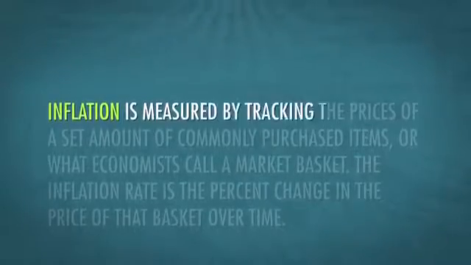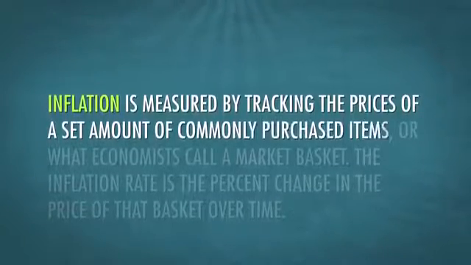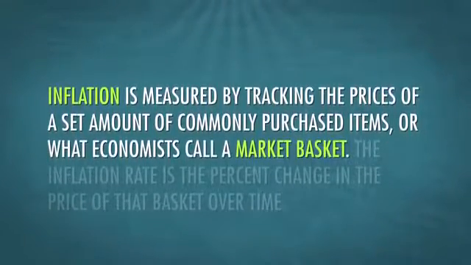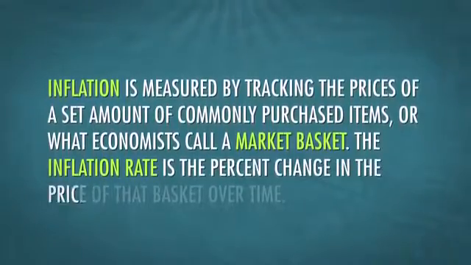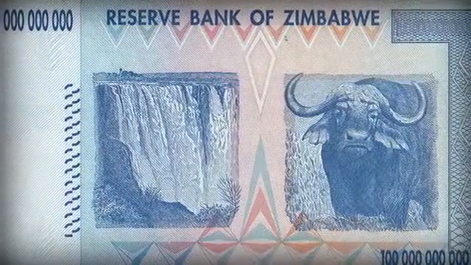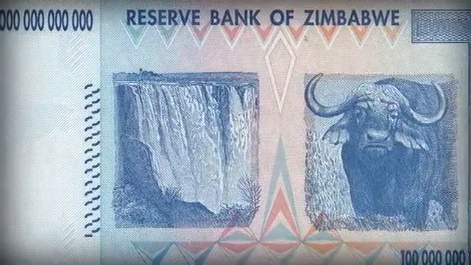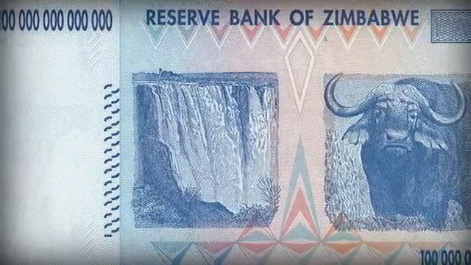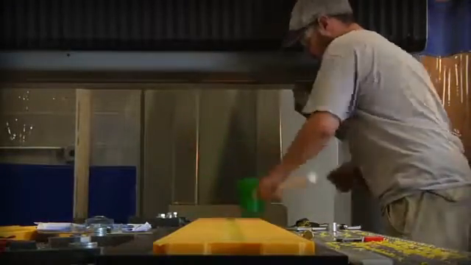Inflation is measured by tracking the prices of a set amount of commonly purchased items, or what economists call a market basket. The inflation rate is the percent change in the price of that basket over time. Too much inflation is bad because it decreases the purchasing power of money. It means you can buy less stuff for the same amount of money, which has all sorts of negative effects on the economy. Business costs increase as workers demand higher wages, and interest rates increase, and so it's harder to get loans, so people buy fewer cars and houses.